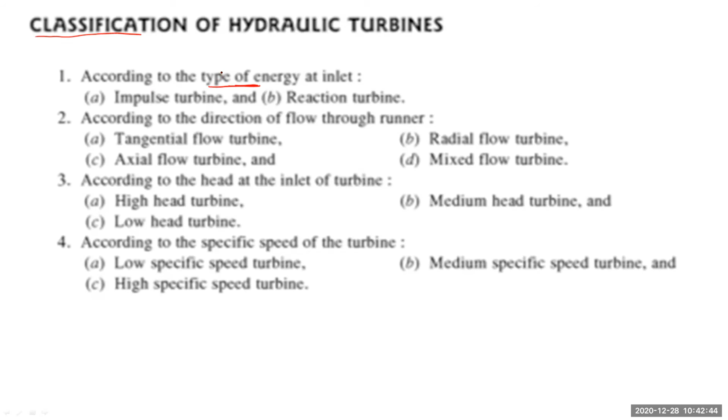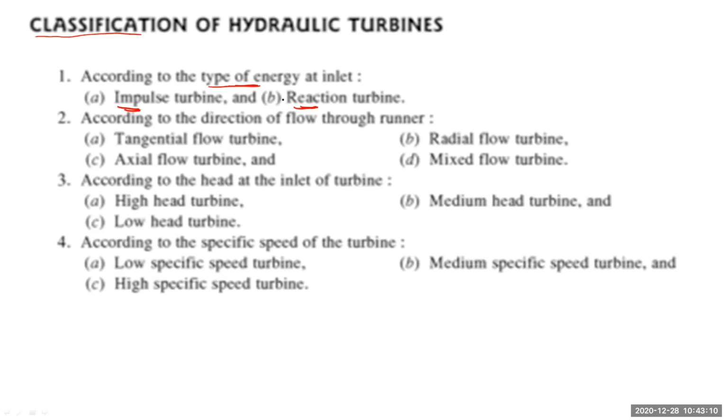Okay, based on the different type of energy. In impulse turbine, the energy available is only kinetic energy, whereas for your reaction turbine, you have pressure energy as well as kinetic energy, both at the entrance of your turbine. So based on the different type of energy, this is your classification: impulse turbine and reaction turbine.